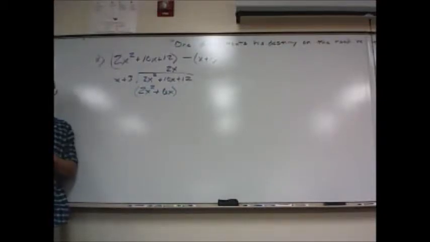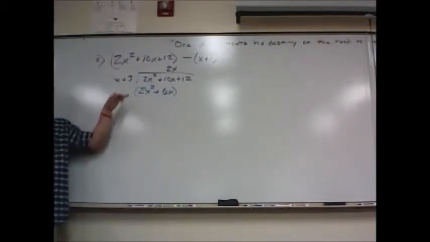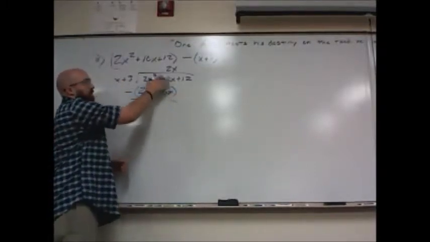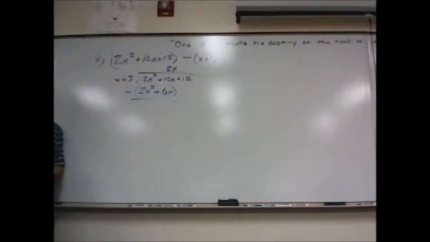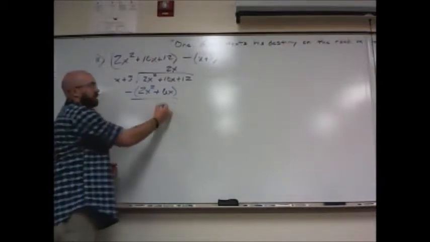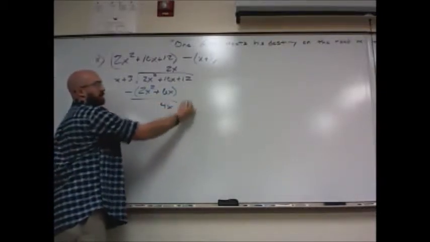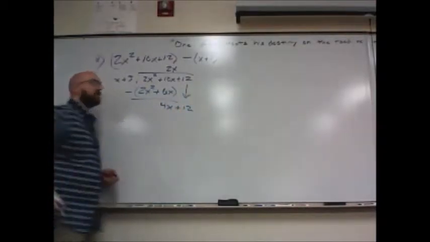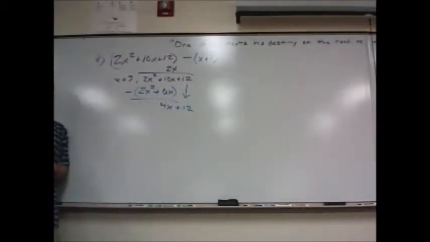And now every time when you get to this step, I put parentheses around it because you're going to subtract those numbers. That's just a rule. Subtract them. So they cancel out. So this becomes 4x, and you're going to drop down this 12 to there. Everyone good with that? Yeah.